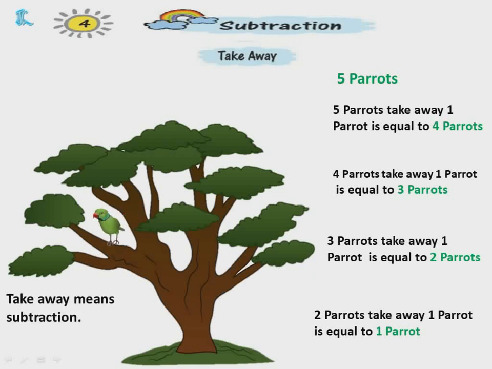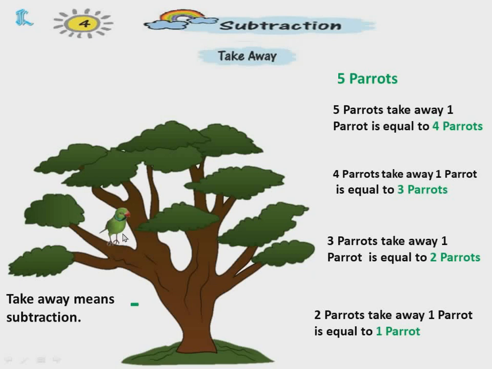So take away means subtraction. For example, if you have 5 chocolates, you eat away 1 chocolate, then how many are left? 4 are left. Yes or no? So take away means subtraction. That is, we are reducing the objects or we are removing the objects. And if it's numbers, we are removing the numbers. We are reducing the content which is there.